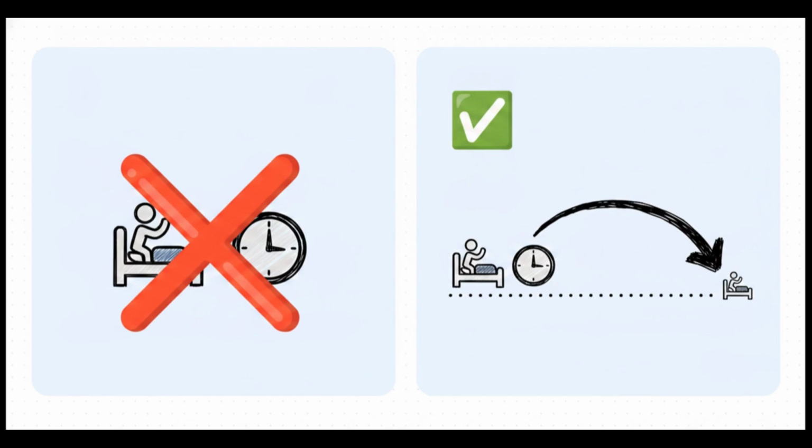You cannot say ich aufstehe 6 Uhr, because aufstehen is a separable verb. That prefix auf has to travel all the way to the end of the sentence, no matter what. The correct form is always ich stehe um 6 Uhr auf.